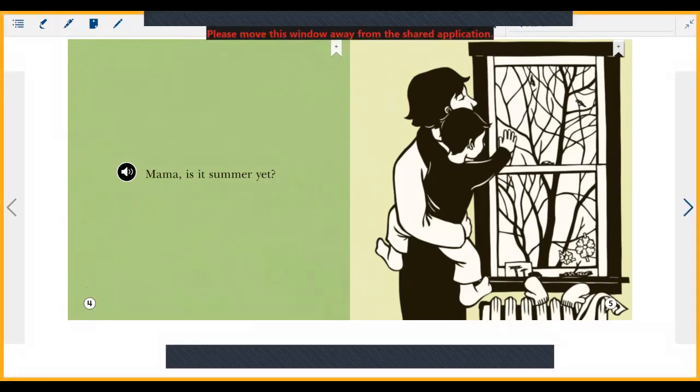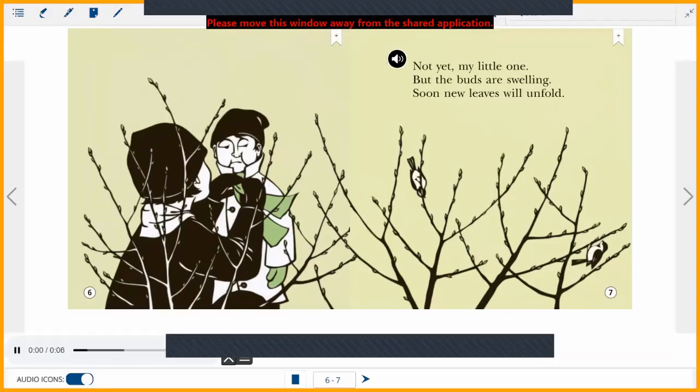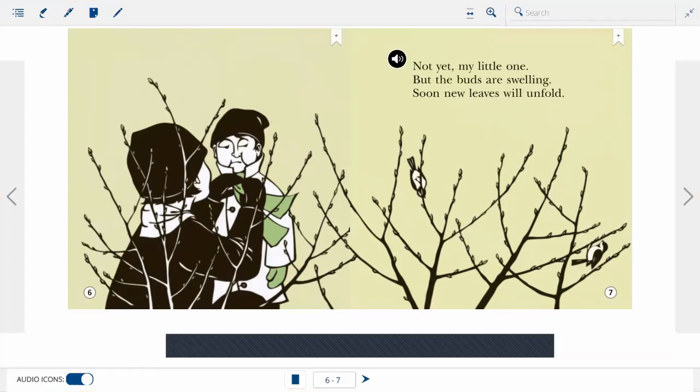Let's continue. Not yet, my little one, but the buds are swelling. Soon new leaves will unfold. So I read earlier that the boy's asking his mother if it's summer, and I see that they're wearing scarves, hats, and gloves. I think it's winter. So it doesn't look like summer yet.